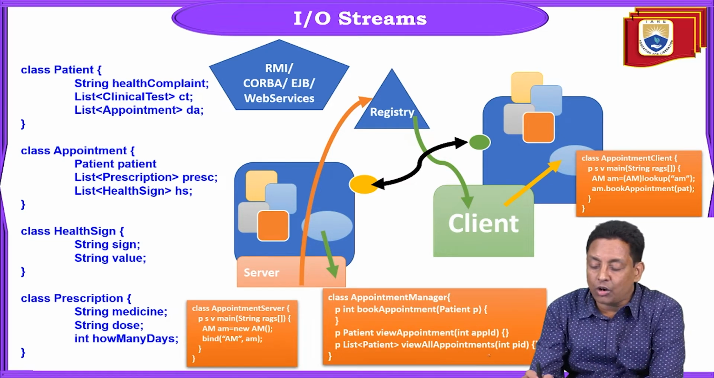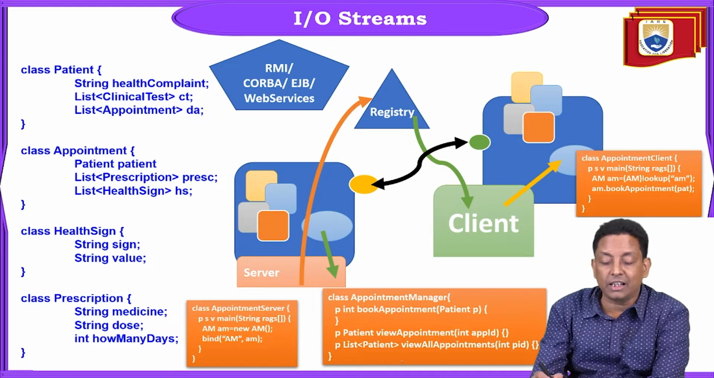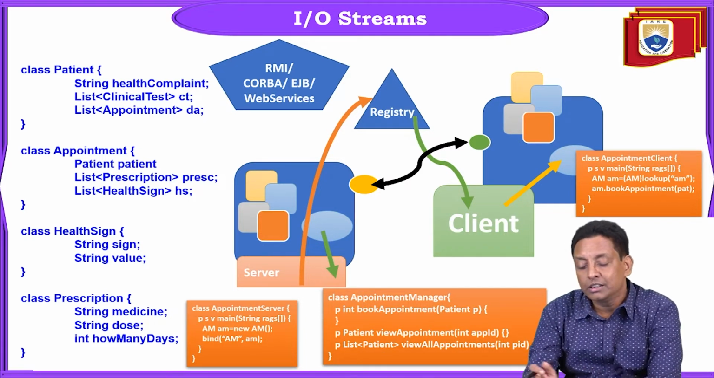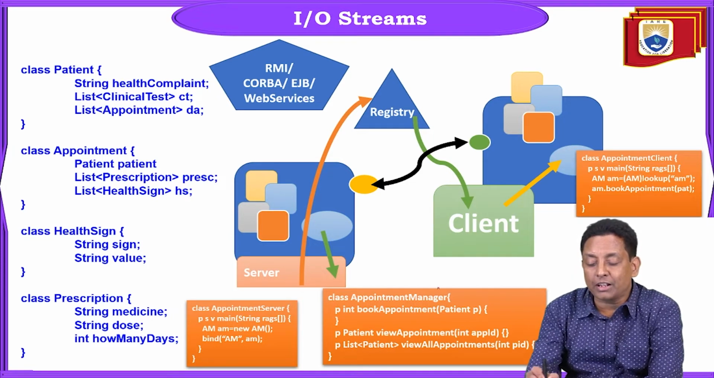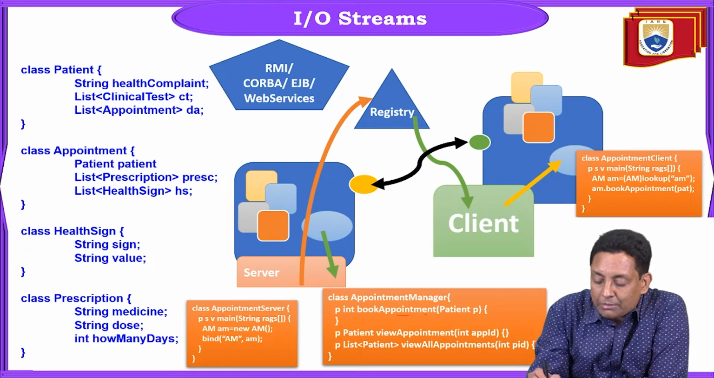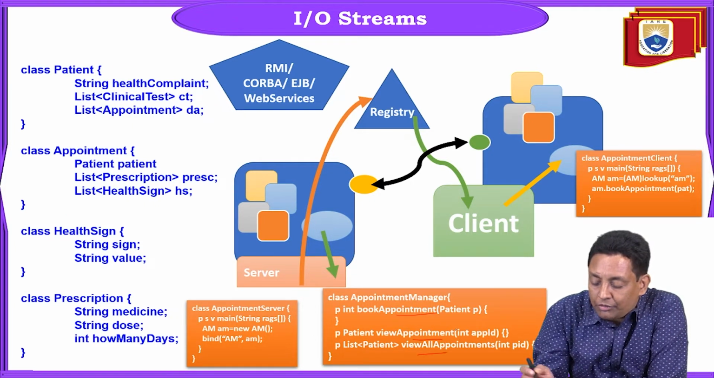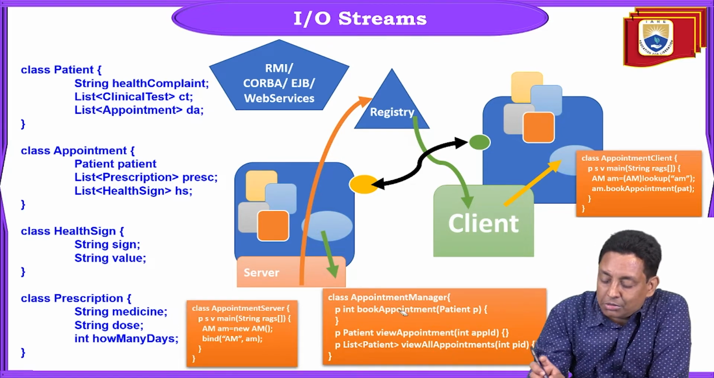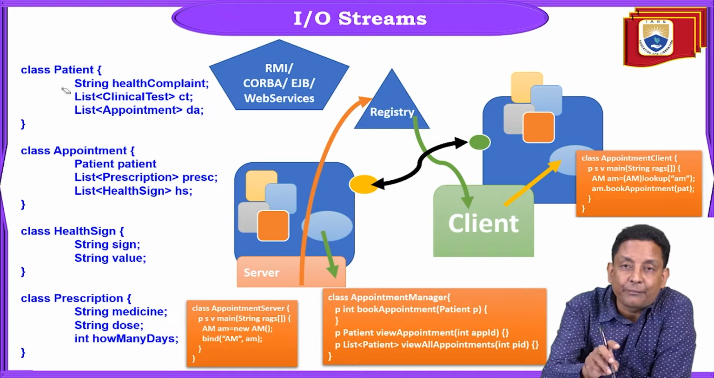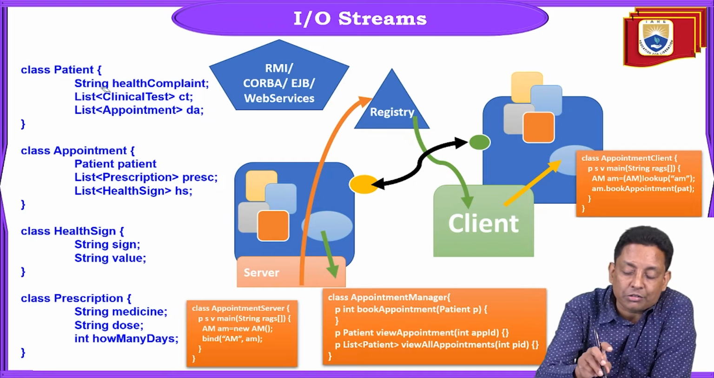View all appointments will return, actually, an array of appointment objects. So, like that, we have written the appointment manager class. This class will internally use all these classes, and it has 3 methods called book appointment, view appointment, and view all appointments. These are the business logic functions, and they internally use these data transfer objects.